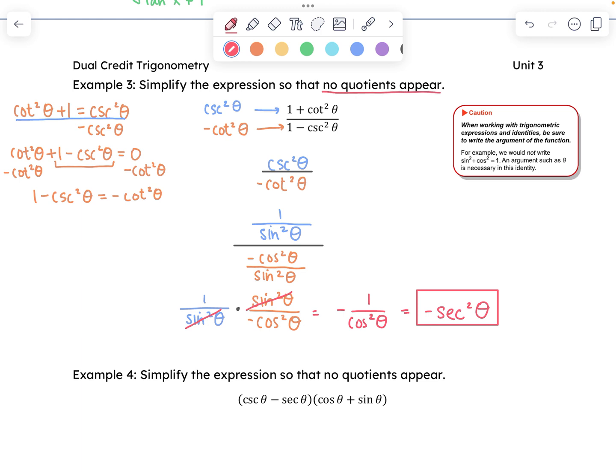You've got to pay attention to what it's asking you for, and sometimes you might go a little bit opposite of that. Notice we ended up getting a fraction within a fraction, which seems kind of counterintuitive to getting no quotients, no fractions. But sometimes you've got to go a little bit in the opposite direction to get down to what you're actually looking for.